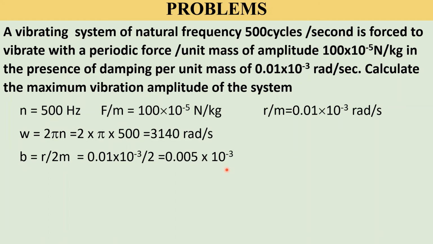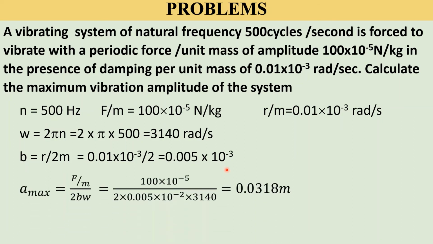Now the maximum amplitude is given by A maximum is equal to F by m divided by 2b omega. So F by m is 100 into 10 to the power minus 5, 2b is 0.005 into 10 to the power minus 2, and omega is 3140 radians per second. So the value is 0.0318 meter.